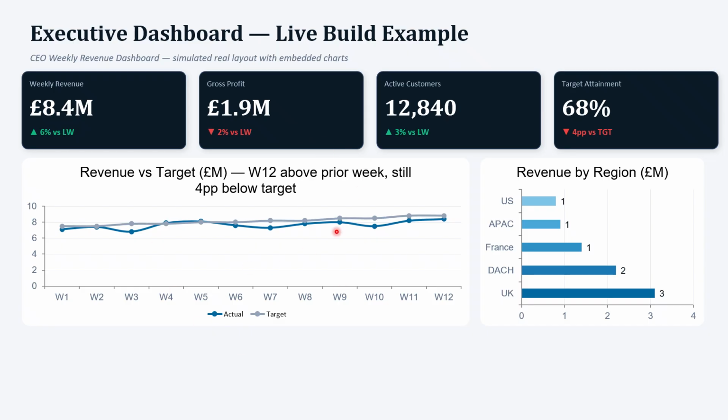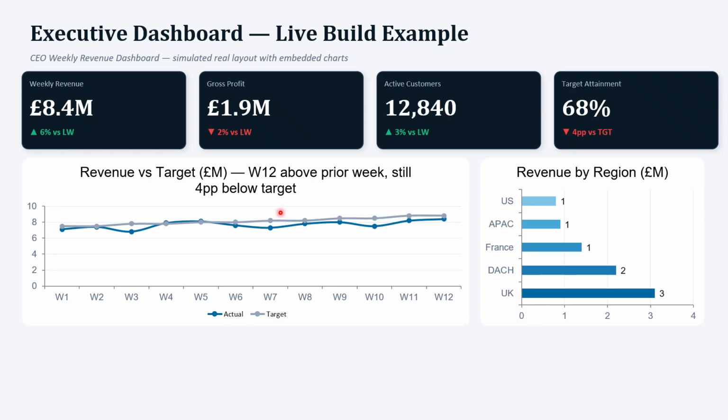The primary chart is a revenue trend line against the target. Notice the title here. It is an insight, not a label. Revenue versus target: week 12 above prior week, still 4 pp below target.